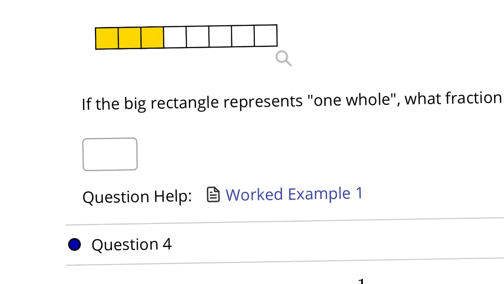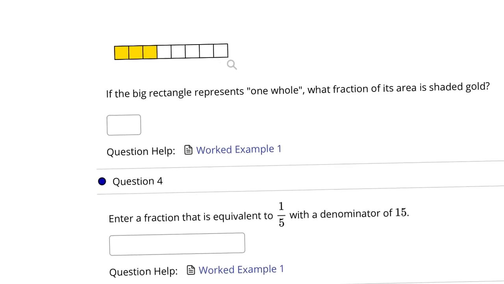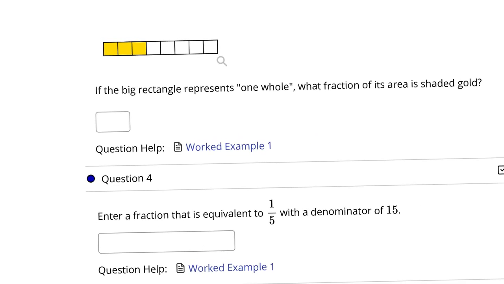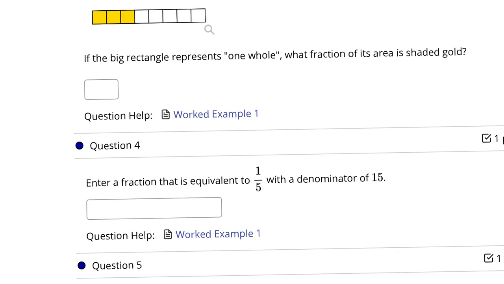Whoopsie, got this thing going crazy. Okay, if a big rectangle represents the whole, they want to know, I'll get that back in there, what fraction of its area is shaded gold. If I can get my screen level again.